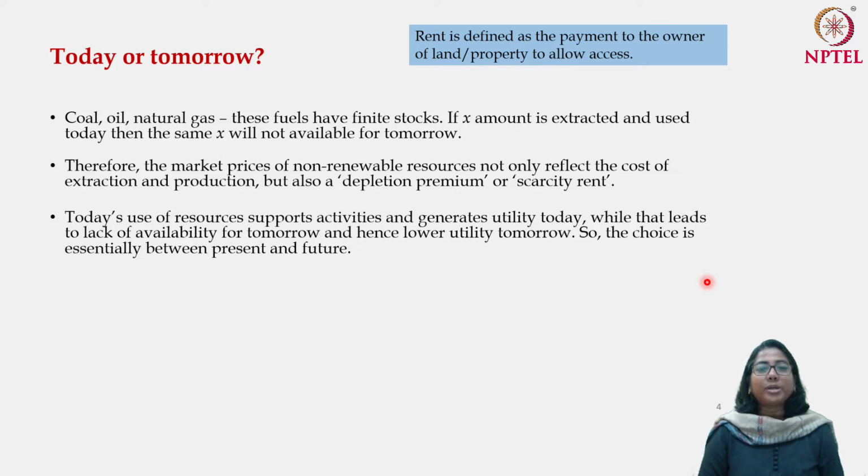As I have said, today's use of resources supports activities, and therefore it generates some utility today. But if I extract and use it today, then my tomorrow's activities will go down, and it is going to affect tomorrow's utility. So there is a trade-off between today's utility and tomorrow's utility. If I extract and consume more today, my today's utility will be more. However, if I postpone my consumption and use it tomorrow, my tomorrow's utility is going to go up.